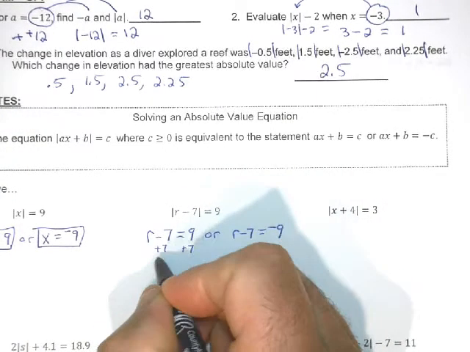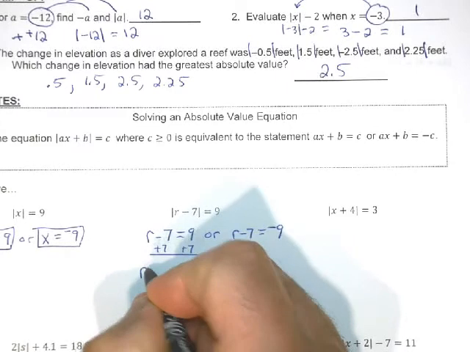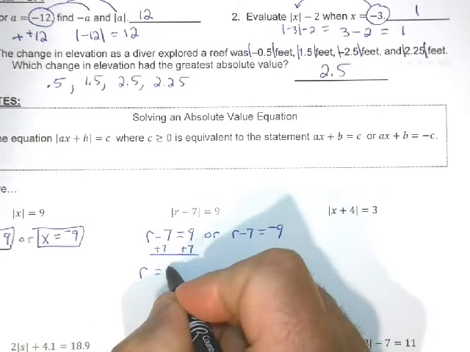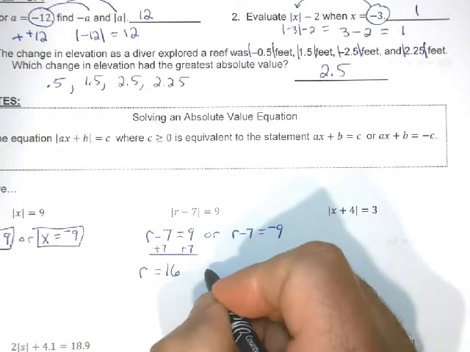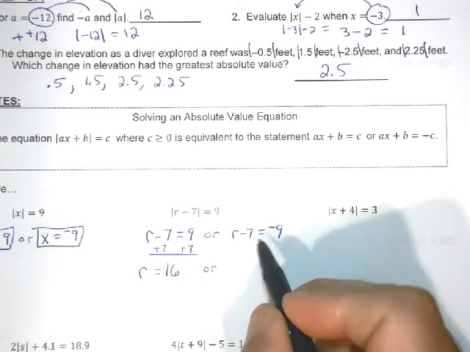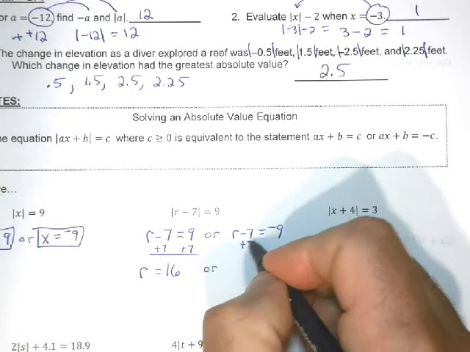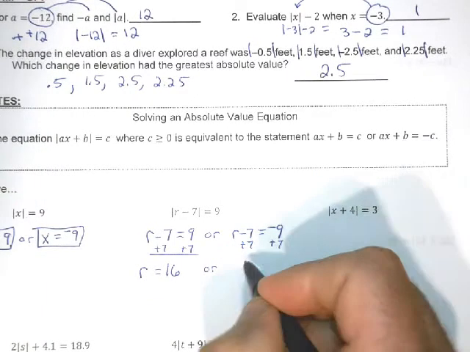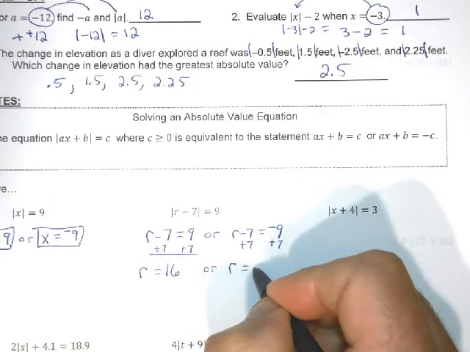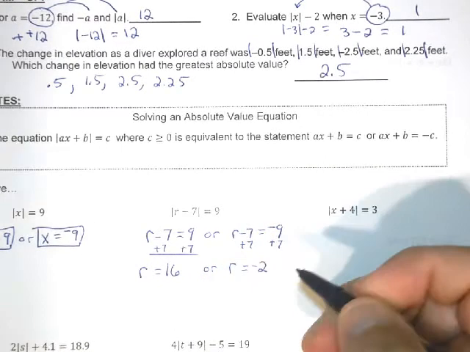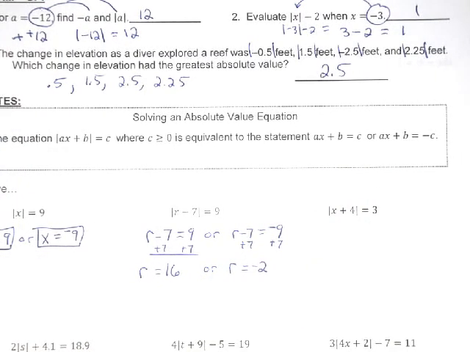So I need to add 7 to both sides. So I'm left with r equals 16, or, again, adding 7 to both sides, r equals minus 2.